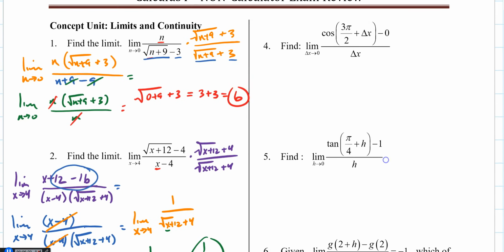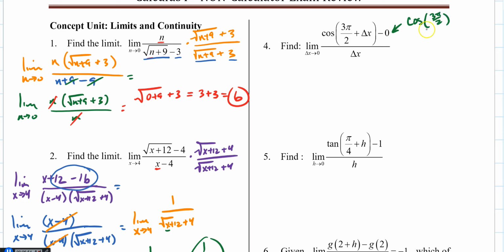Number 4. Find the limit as delta x goes to 0 of the function cosine of 3 pi over 2 plus delta x minus 0 over delta x. And when I look at this, I see that that almost looks like the difference quotient. The only exception is right here, where that says minus 0, we would like it to say, if it was truly the difference quotient, the cosine of 3 pi over 2.